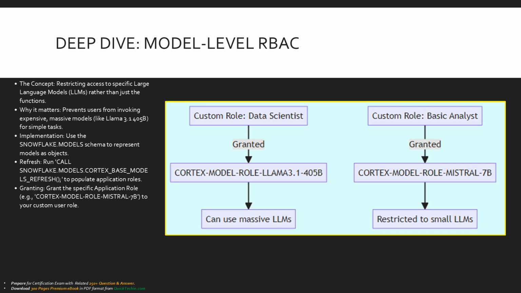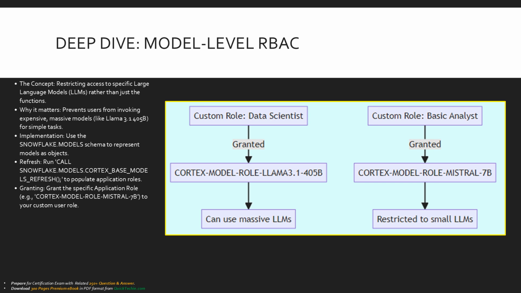To do this, an admin refreshes the base models in the Snowflake.model schema. This automatically generates specific application roles for every supported model. You can then grant the Mistral 7B application role to your standard analysts, while reserving the massive, expensive Llama 3.1-405B role strictly for your senior data science team. This is absolute, surgical precision over your AI spend.